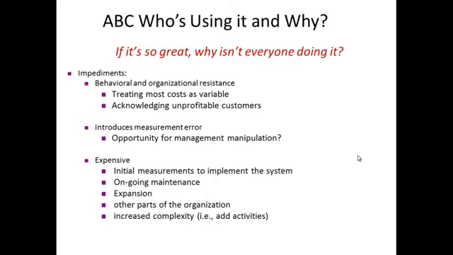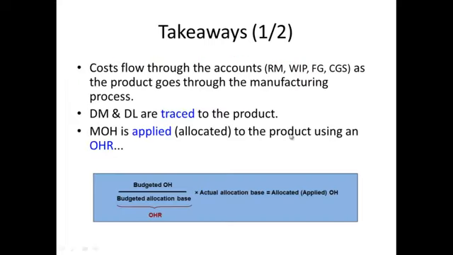I think the biggest reason that more companies don't use activity-based costing is that it can be expensive. Initial measurements to implement the system are expensive. The ongoing maintenance and expanding to other parts of the organization, the increased complexity. It's an expensive system to implement and to maintain. So we're going to be talking a lot about when it makes sense to implement an activity-based costing system. A good portion of those companies that are not using activity-based costing may very well be settings where it makes sense to not use activity-based costing. So we'll be talking about when that is.